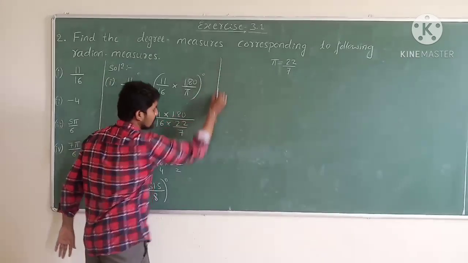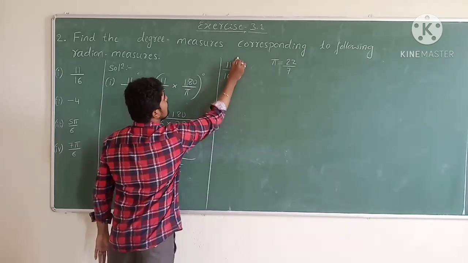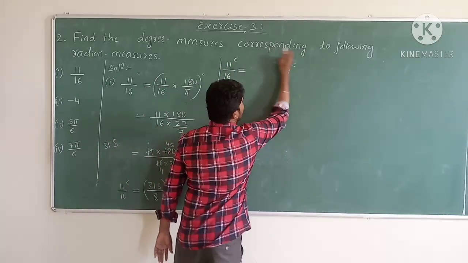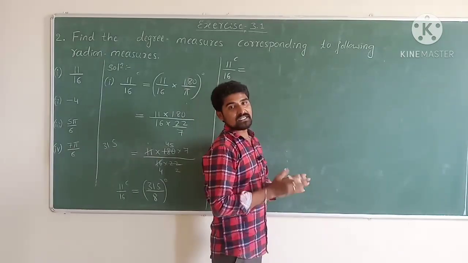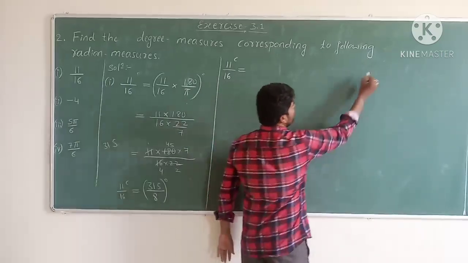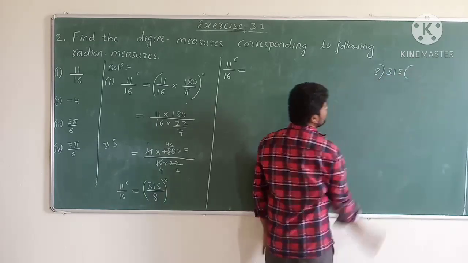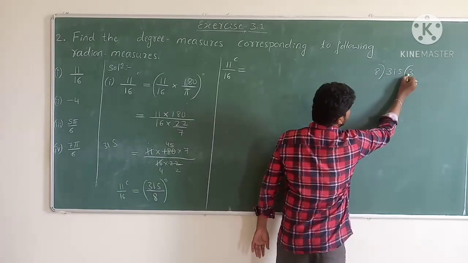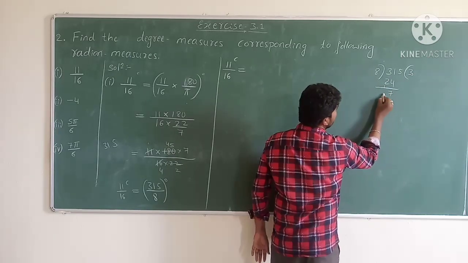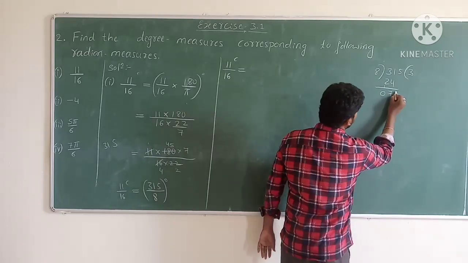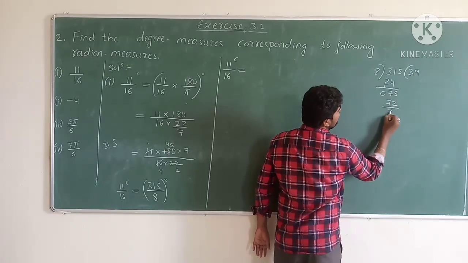Therefore the value of 11 divided by 16 radian is equal to 315 divided by 8 degree. That degree we now split into minutes and seconds. So for that, 8 3s are 24, cancel everything, 7 0. Now again 5. 8 9s are 72. Remaining 3.